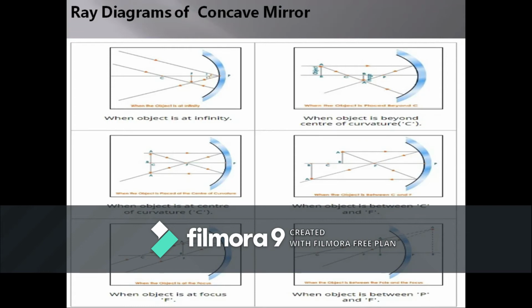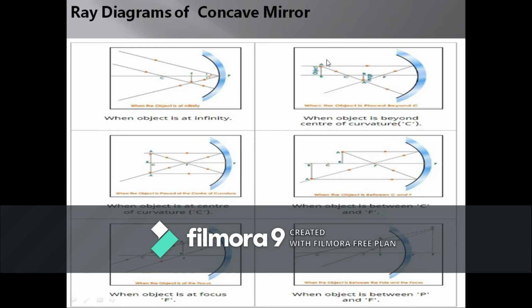Now let's get to the ray diagrams of the mirrors. The first one is the concave mirror. In a concave mirror, we have six cases or six situations. The first situation is when the object is placed at an infinite distance from the mirror. The image will be formed at F, and the image will be inverted.